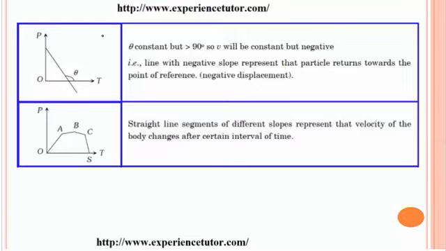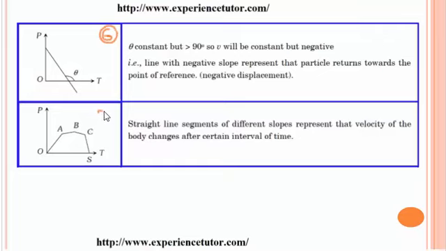In the next scenario, we can see theta is constant but greater than 90 degrees. So v will be constant but negative. That is, a line with negative slope represents that the particle returns towards the point of reference, negative displacement.